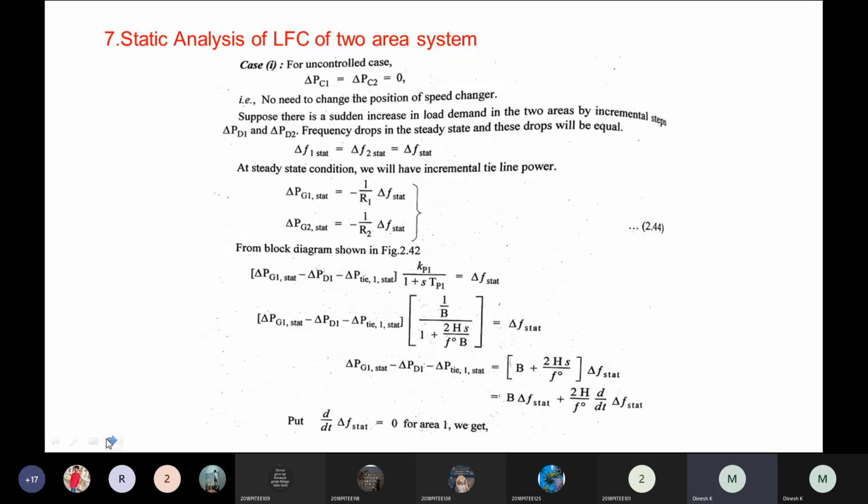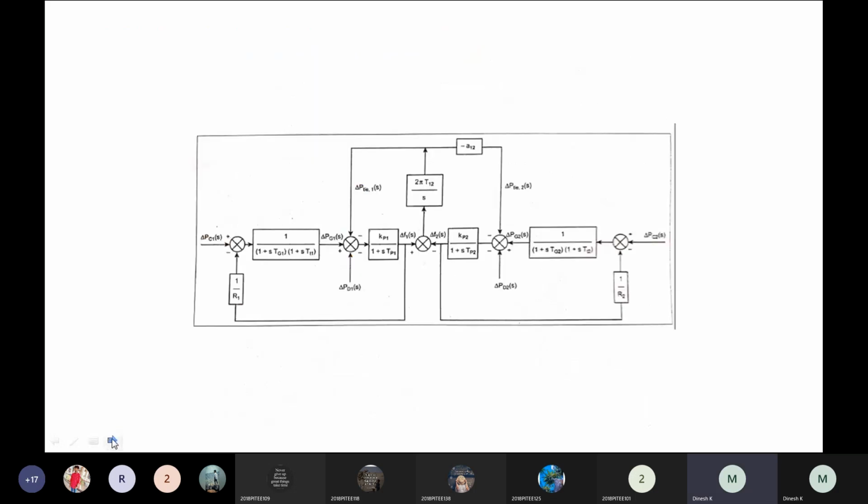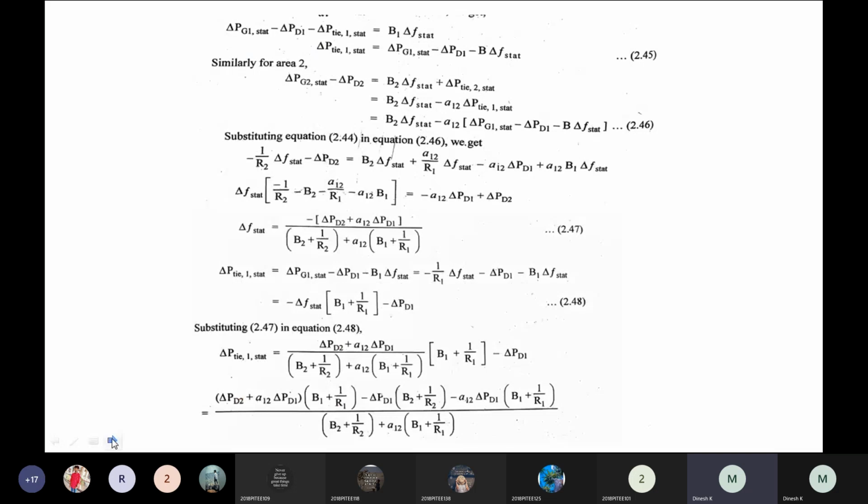So then my equation transforms as del PG1 stat minus del PD1 minus del P tie 1 stat equal to B1 del F stat. We need del P tie 1 stat only, so the rest of the terms should be brought to the right hand side. So del PG1 stat minus del PD1 minus B del F stat. This is equation 2.45.